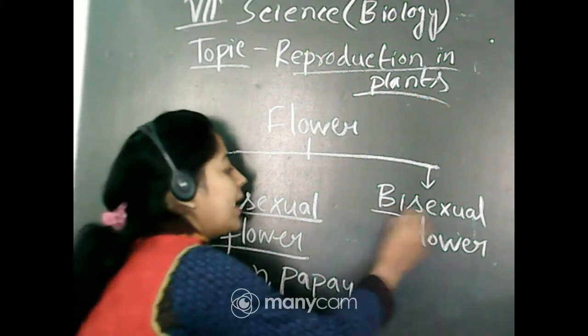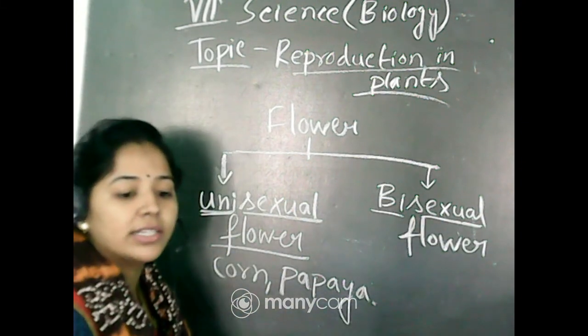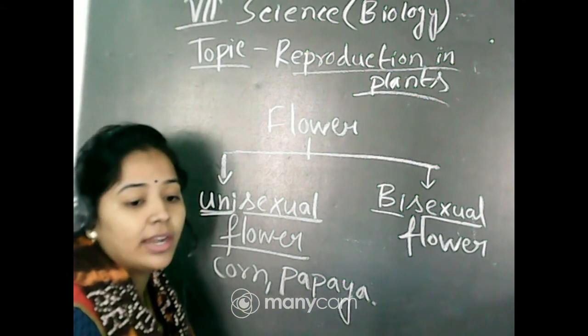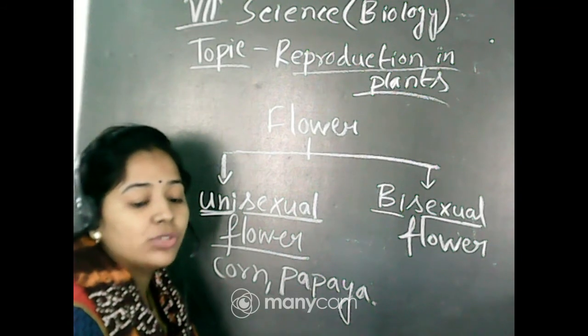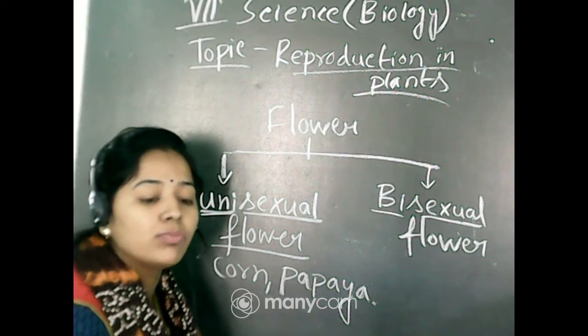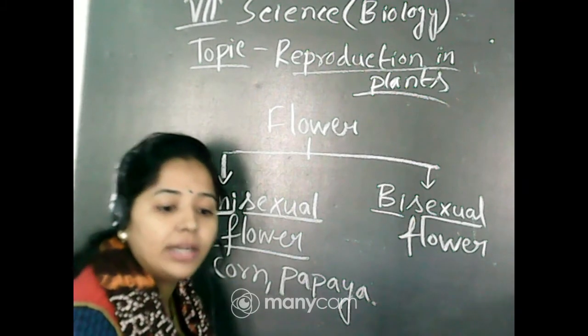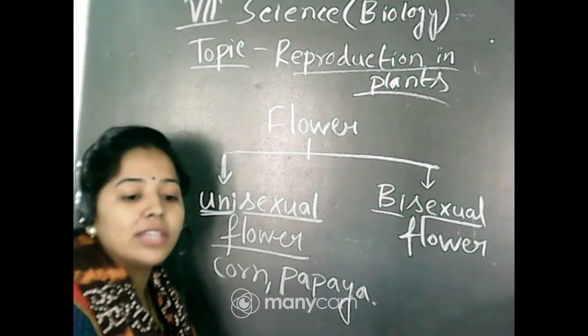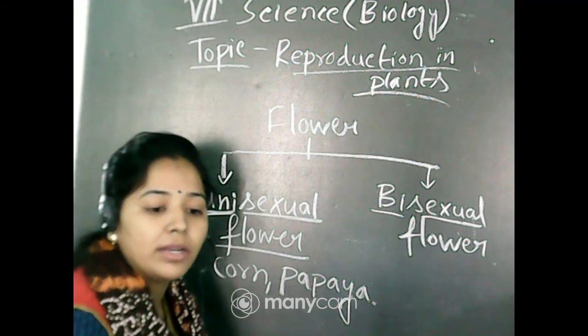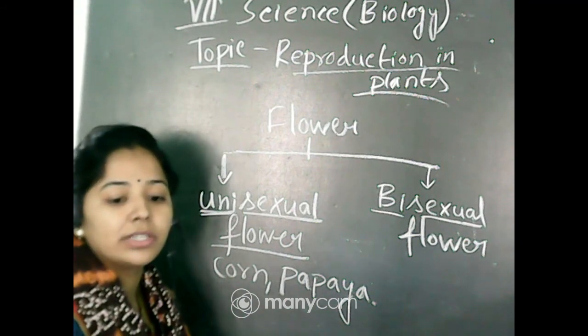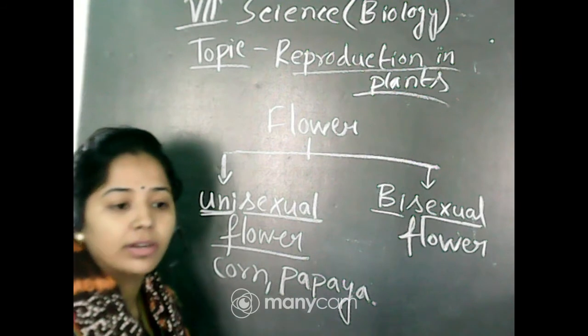Now we come to the bisexual flower. From the definition, bi means two, meaning the flower has both reproductive parts present, the male reproductive part and the female reproductive part. So there must be presence of both stamen and pistil in a bisexual flower.